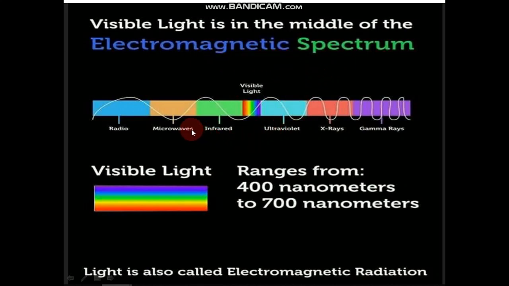This figure also shows the waves, but it is arranged according to frequency. Here the frequency of radio wave is minimum, and the frequency of gamma ray is maximum, and our visible light lies between infrared and ultraviolet, which ranges from 400 nanometers to 700 nanometers. Light is also called electromagnetic radiation. It can be called an electromagnetic wave or electromagnetic radiation.